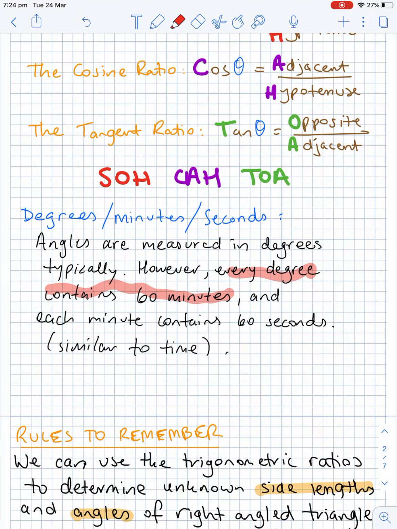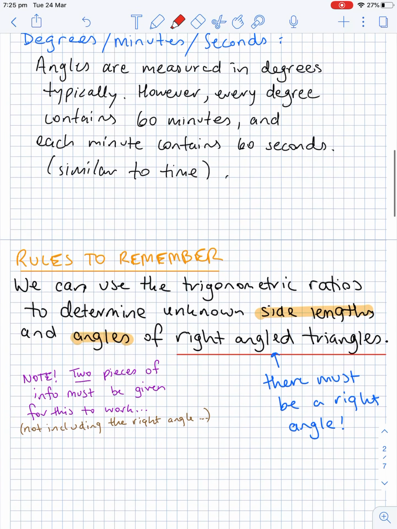I know you're thinking to yourself, oh, but this is angles, not time, but it's the same idea. A minute could be a part of a degree or it could be part of an hour. It's the same sort of thing. Each minute contains 60 seconds, so it's pretty much similar to time. Don't get time and angles mixed up, but they do have similar units. We'll get to that in the future.